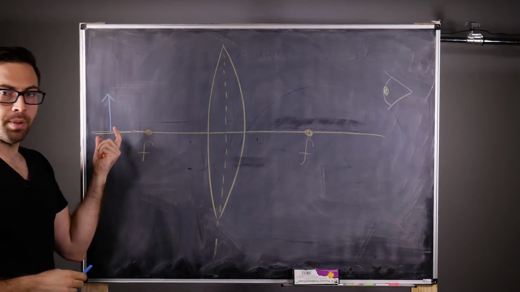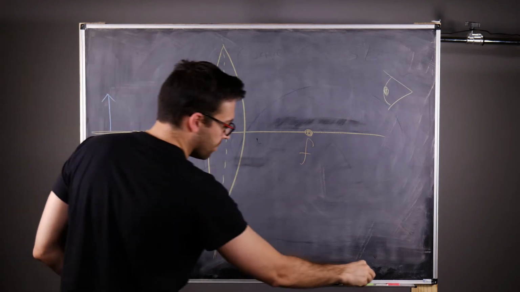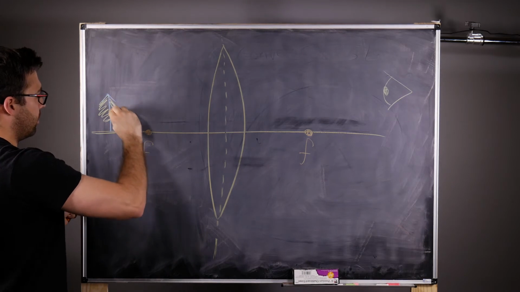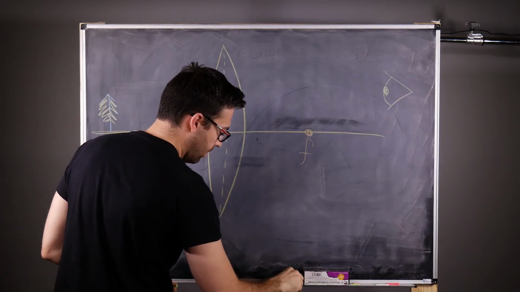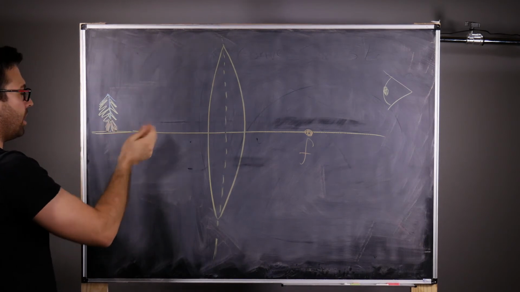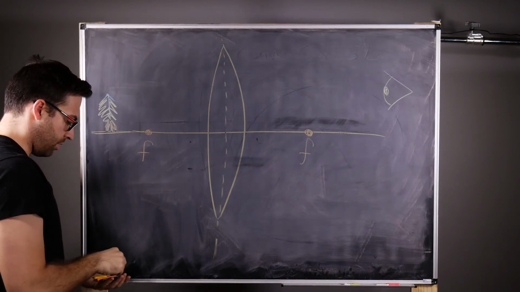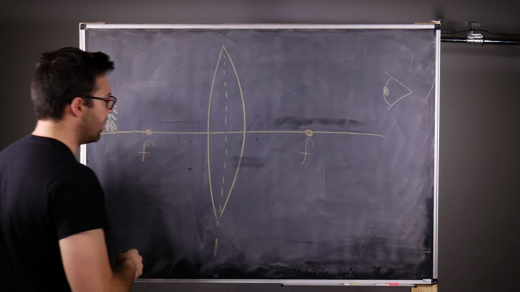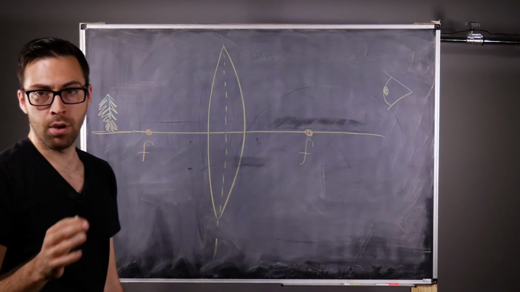This is like our little happy tree from last time. We can even make this a little tree if we want. So we have a tree out here. Happy trees. So we have a tree out in the distance, and we want to know what happens to this tree as it is focused by this lens. Well, there are a few rules that we have to go over.